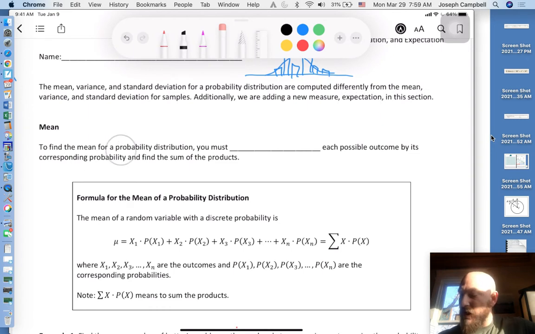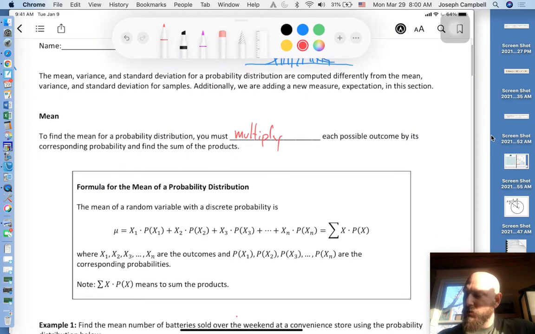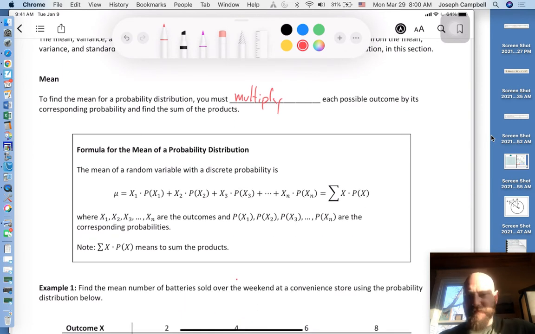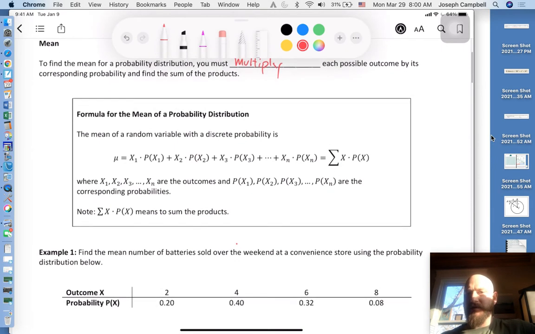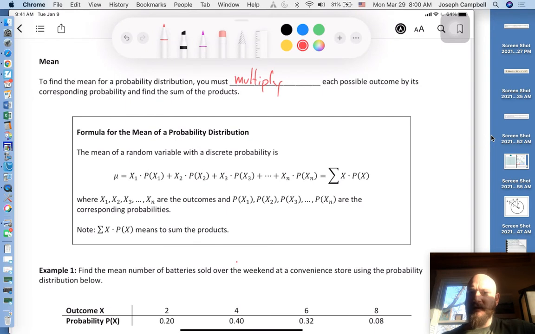To find the mean for a probability distribution, you must multiply each possible outcome by its corresponding probability and find the sum of the products. As usual, we'll do this by hand first, and then I'll show you how to use your calculator to do it, which hopefully you learned on the last benchmark. You probably want to learn how to do it before the day of the test.